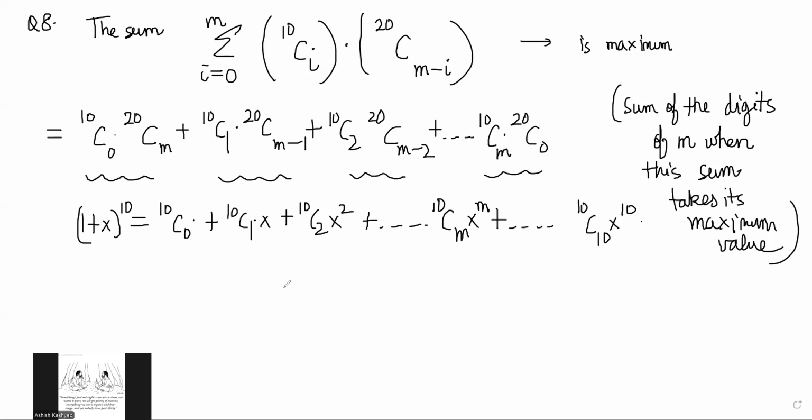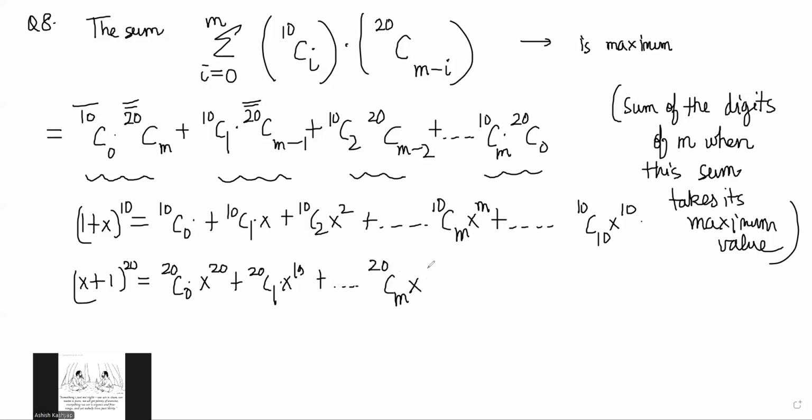And you could also take a series (1 + x)^20, because the second series has power 20 here. So if you take (x + 1)^20, you would get 20C0 x^20 + 20C1 x^19, and so on. There will be a term 20Cm x^(20 - m), and after that there will be terms till 20C20 x^0, right?